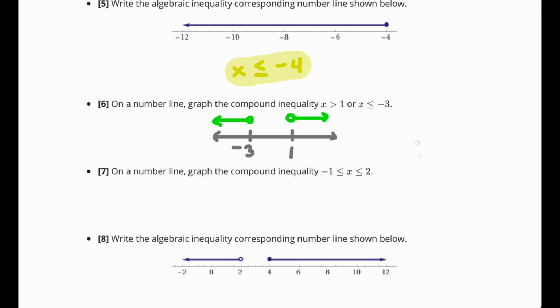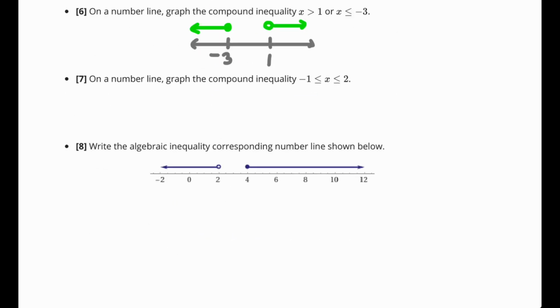Okay, the next one: on a number line, graph the compound inequality. So I'm going to graph the number line here. It goes forever this way and this way. The number to the left is -1. The number to the right is 2. Now, I'm just going to read it going this way. x is greater than or equal to -1.